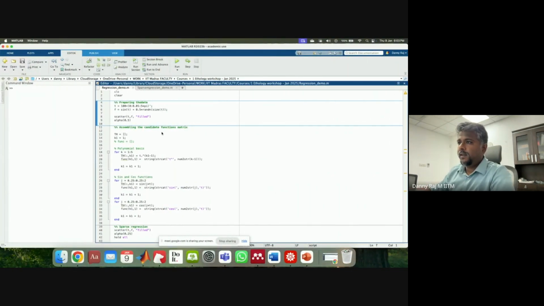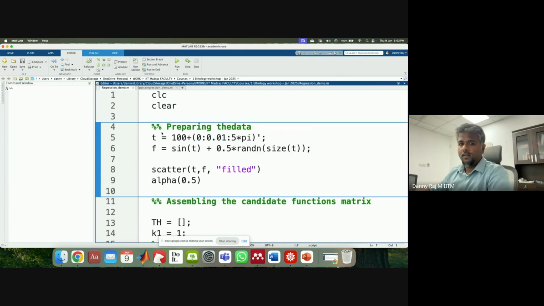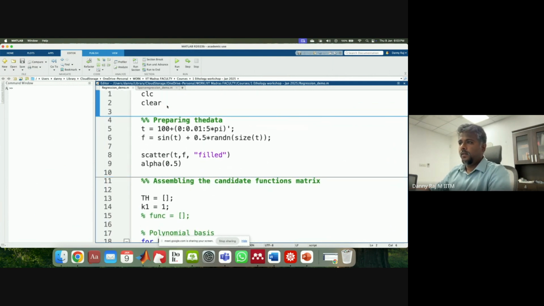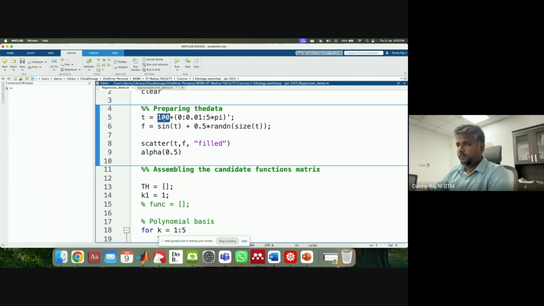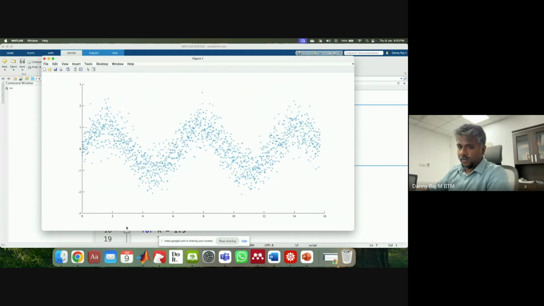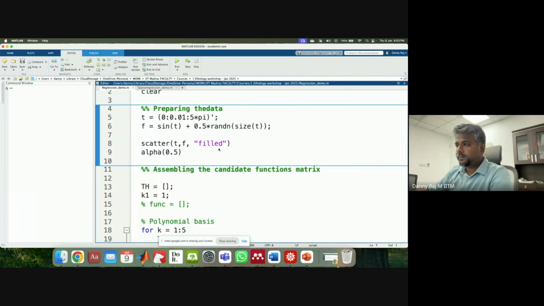So I'm going to MATLAB here. Okay. The time t and f. Okay. So let's run this one at a time. So this is the data that I have. The x-axis is t, y-axis is f of t. Right? If I have such data, I'm trying to find out whether in a rigorous manner I can derive the functional form that is resulting in this particular structure.